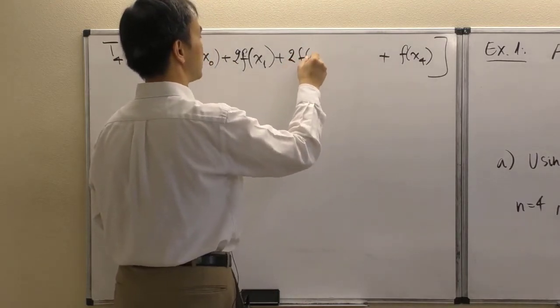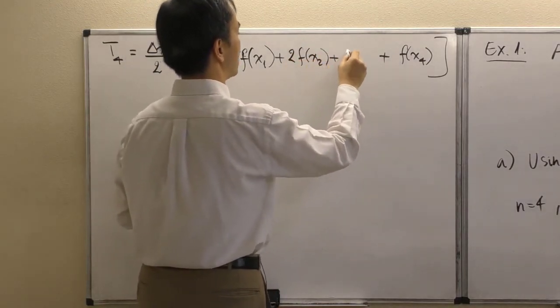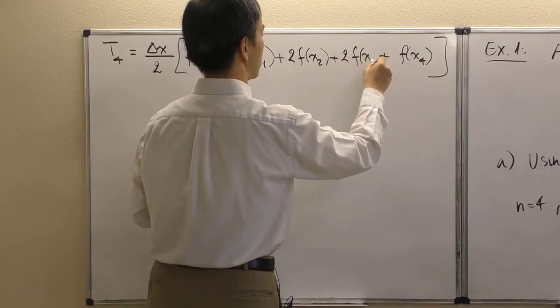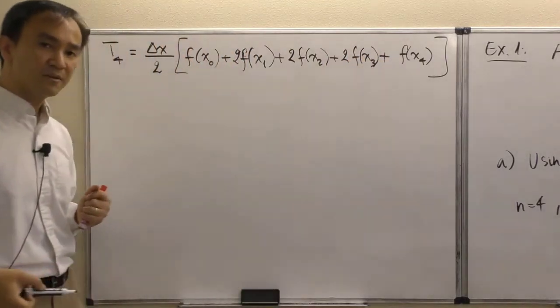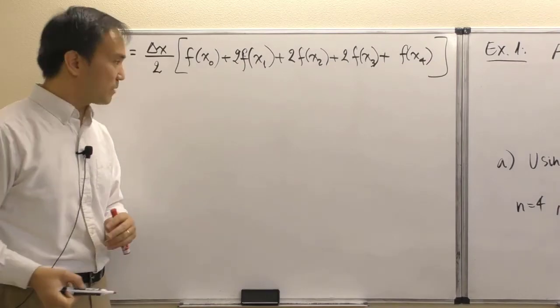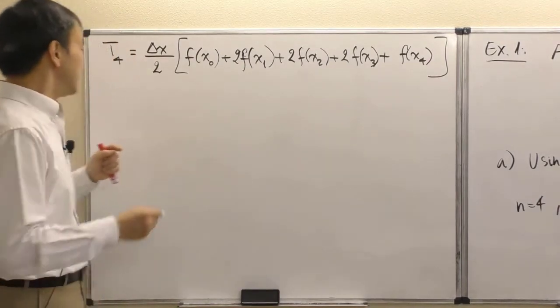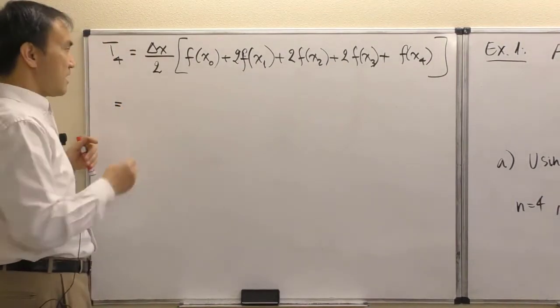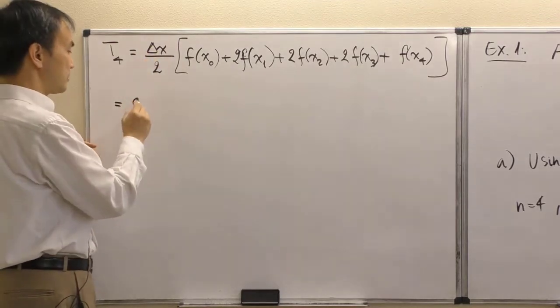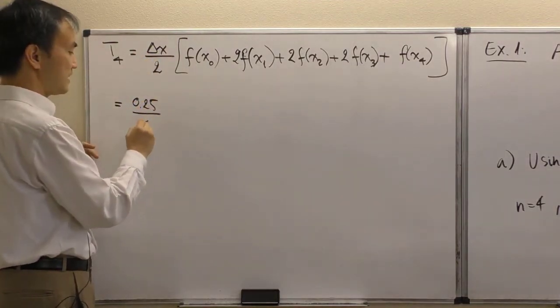2 times f of x2 plus 2 times f of x3, and that's how I'm writing it down, okay, and that is the trapezoidal rule right there, the general formula. And so now we already had everything laid down. So delta x here in this case is 0.25, and that's over 2.